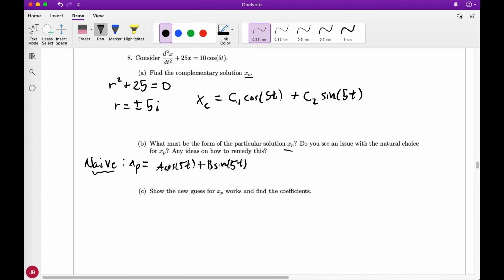Instead of C1, I just have an A, and instead of C2, I have B. But essentially, these are just supposed to represent constants. So in fact, I have the exact same form as the complementary, xc.